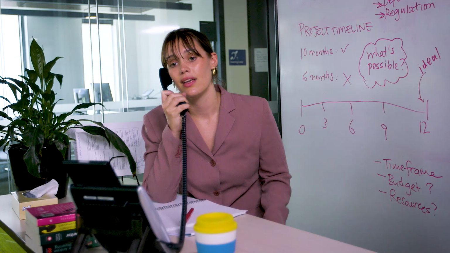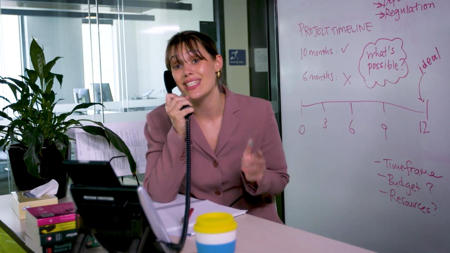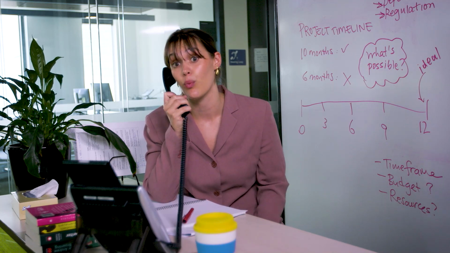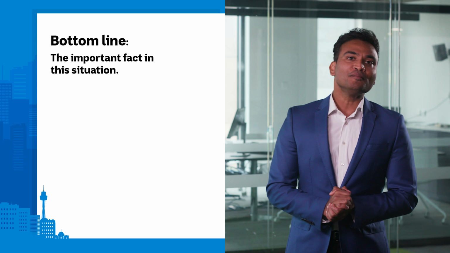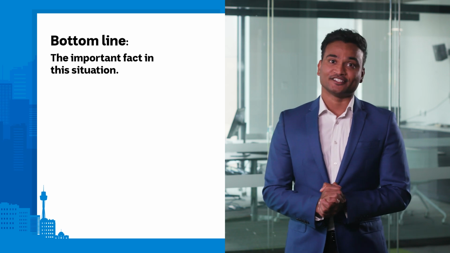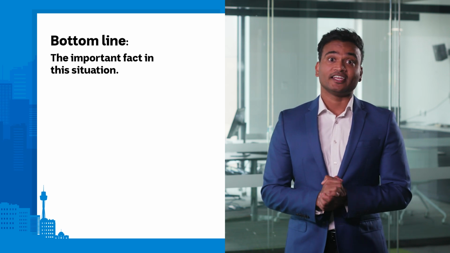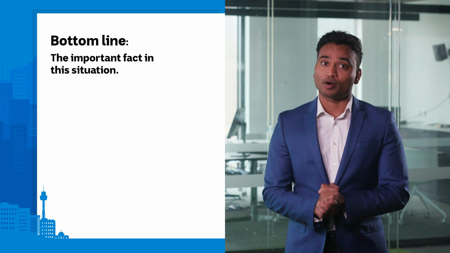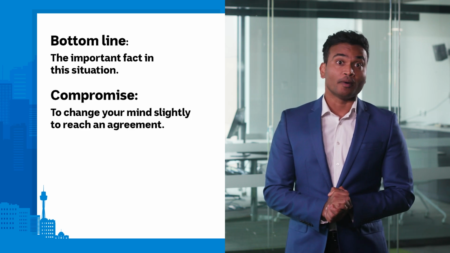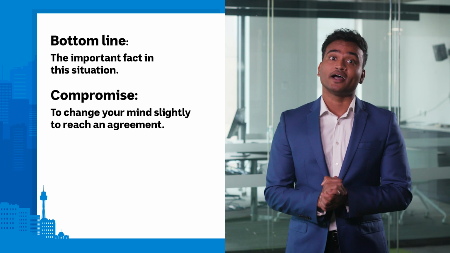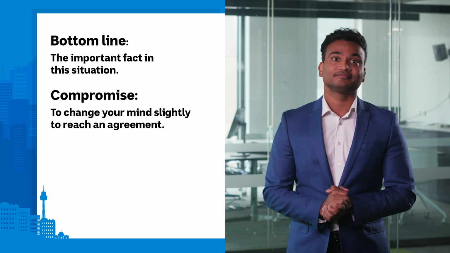Now, let's look at how they were used in the role play and see if you can guess the meanings. The bottom line is, Raj, we need to make sure the project is done properly. We cannot rush it. I understand that, Sue, but surely we can compromise. Do they really need 10 months to get it done? Bottom line can mean the most important fact in this situation. Here, it is the fact that the project should be done properly. To compromise can mean to change your mind slightly to reach an agreement.